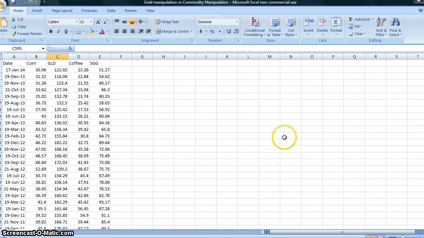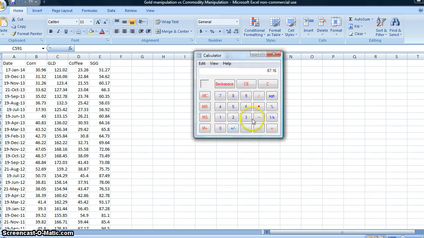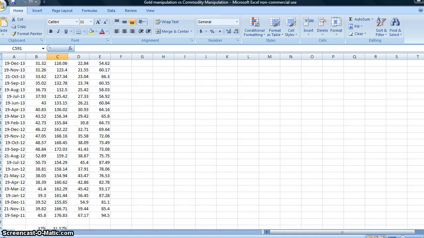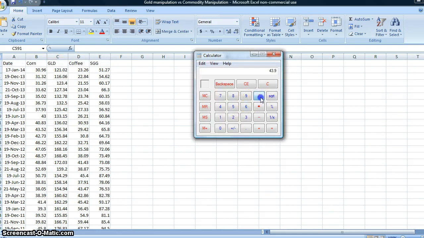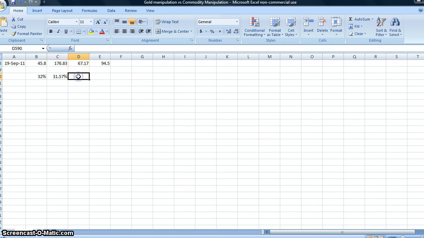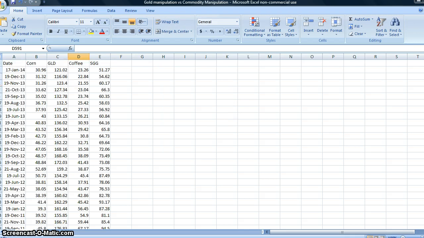67.17. I did 67.16, whatever. It's not going to matter by a penny. 23.26. And then what's that number again? My God, I hate this. 67.17. 65% move to the downside. I don't know if coffee went down that much, but the ETF is showing that. So those who actually held coffee ETFs, a buy and hold position, it didn't work out for you guys.